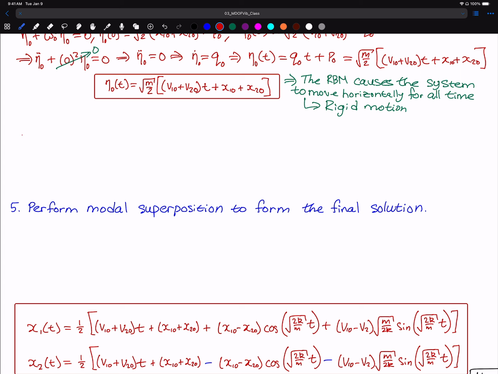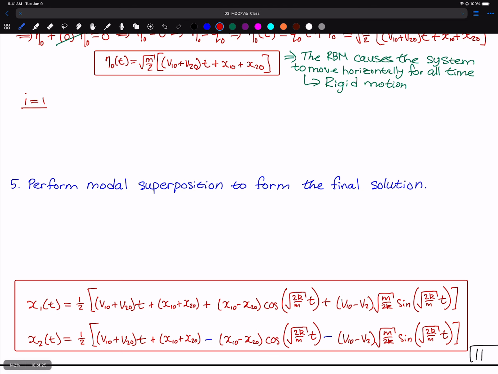All right, we can now go on and we can look at i equals 1 now. So this is going to be for our only flexible mode. And in this case, we're going to get eta 1 double dot plus omega 1 squared eta 1 equal to 0. That's our equation of motion.